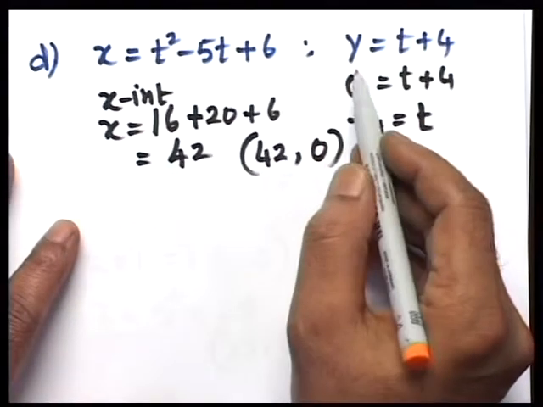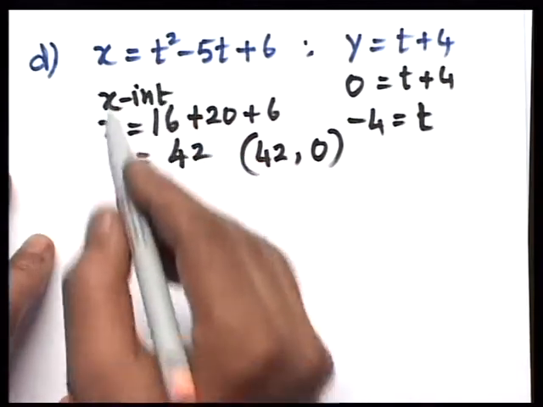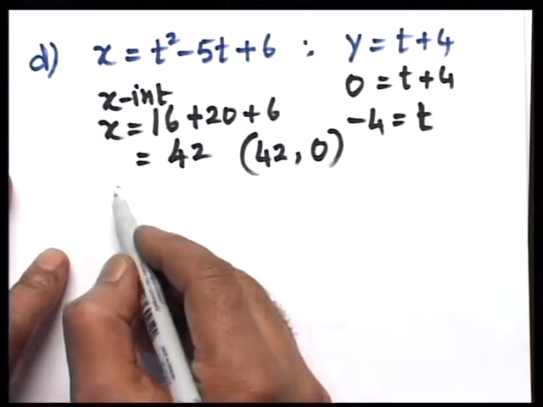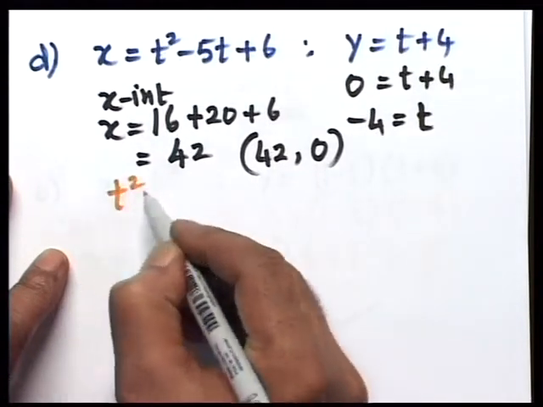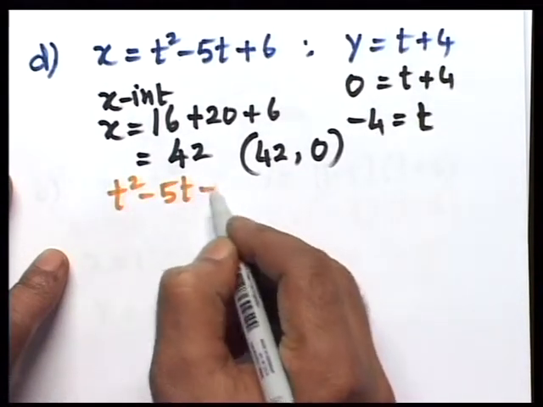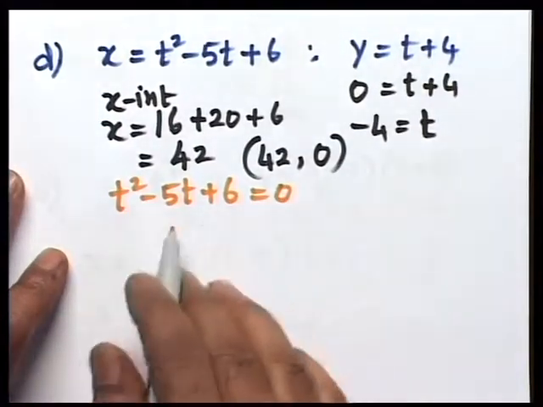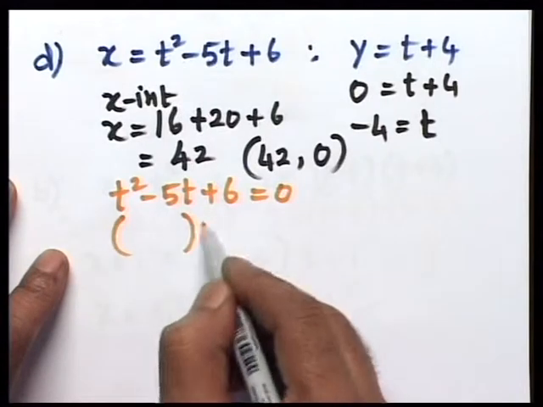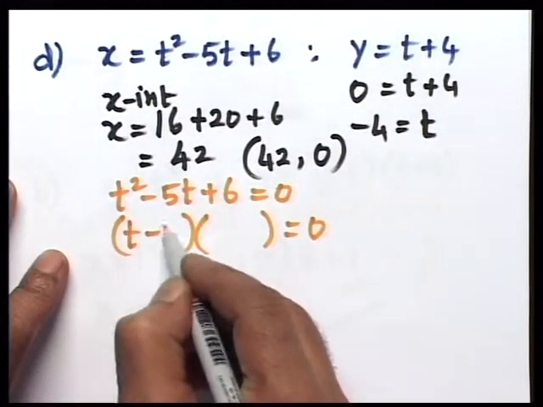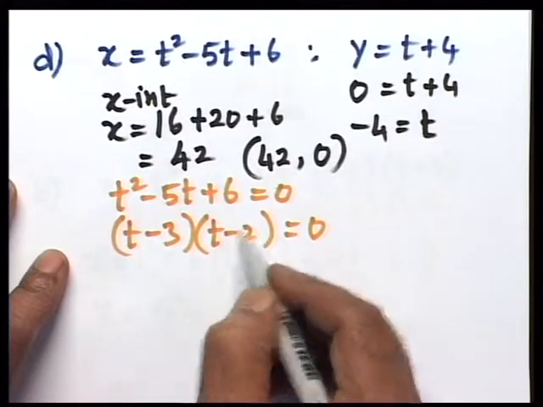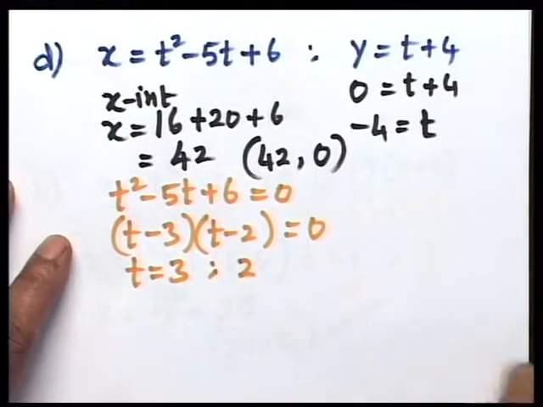Now we need to find the y-intercepts. There may be 2 because we can factorize this, isn't it? So let's put x equals to 0. We are finding the y-intercept. So t square minus 5t plus 6 equals to 0. Then we solve for that. Factorize, we all know quadratics, they come everywhere. T minus 3 and t minus 2. So we have 2 values. T equals to 3 or t equals to 2.